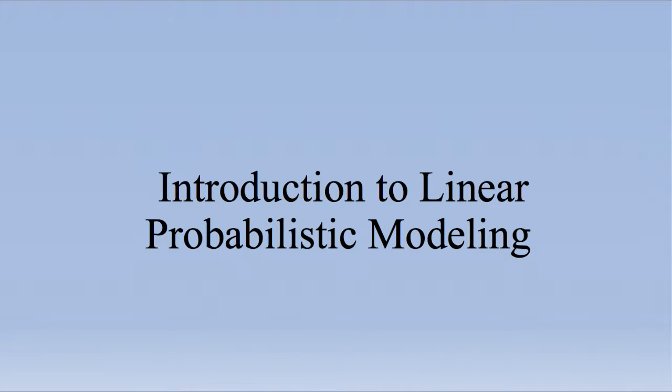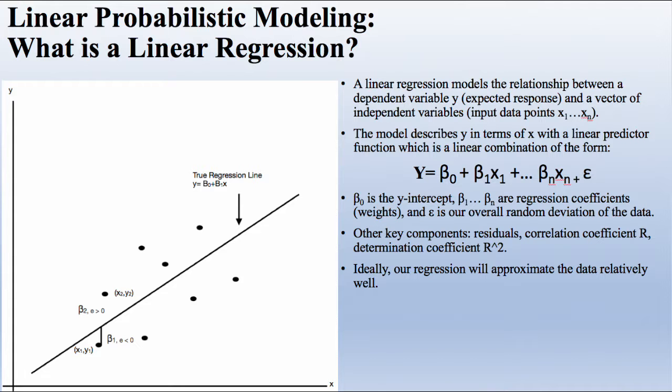Hi, today I'm going to go over the fundamentals of linear probabilistic modeling and some of the things that we can do with this kind of modeling. Linear regressions are defined mathematically with linear predictor functions, which are of the form y equals beta naught plus beta sub 1 times x sub 1 plus epsilon. Epsilon represents our random deviation or error for our regression. And we can see this on the graph as the distance from each data point to the actual regression line.